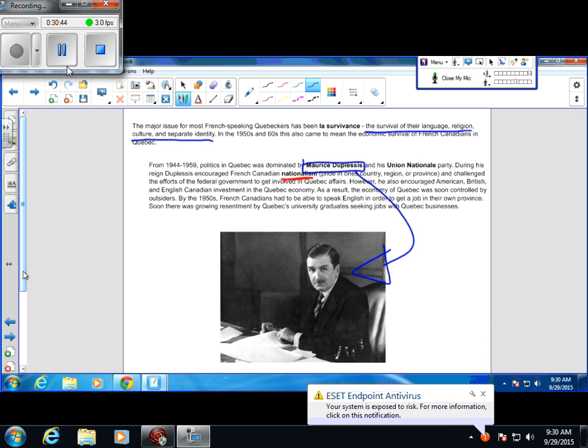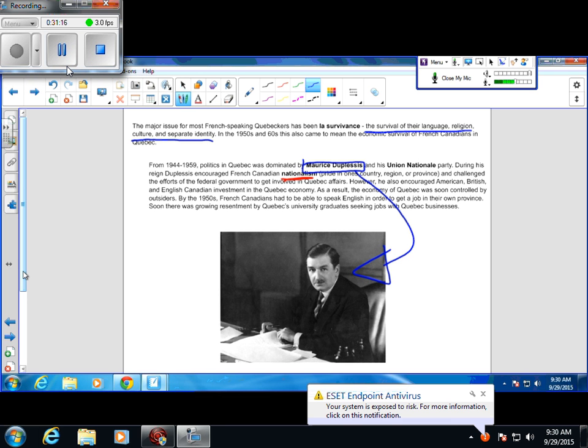So what Duplessis wanted when he was the premier of Quebec during his time period was private enterprise, American investment, low taxes, the Catholic Church, an established order, small-scale farmers, and he opposed labor unions. Okay, so these are beliefs almost like those of English-speaking Canadian society. This is what Duplessis wanted.